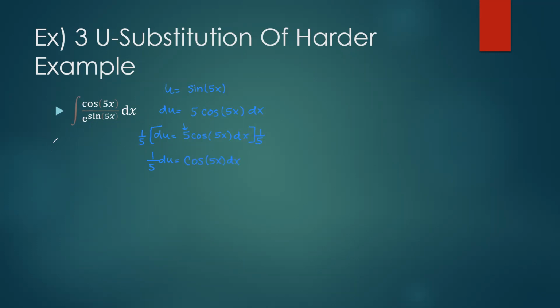Okay, so it's going to be the integral of e to the u, because e is to the u, sin of 5x. And then we're going to replace cosine of 5x dx with 1/5 du. I know that 1/5 is a constant, so to make our life easier, we put the constant outside the integral. So it'll be 1/5, and then it's going to be e to the u du.